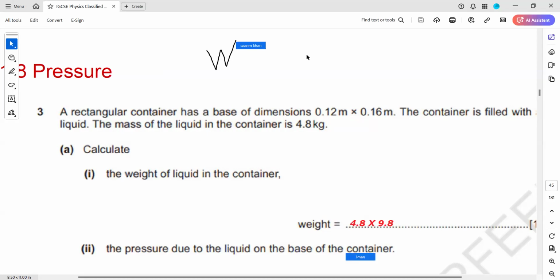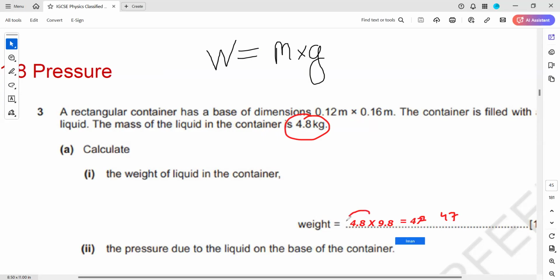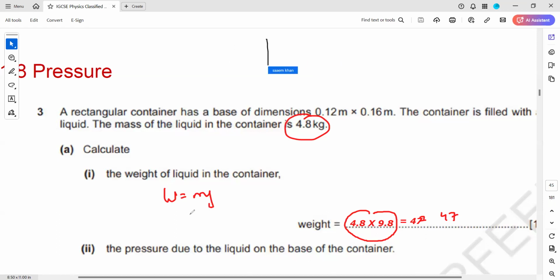47.04 Newton. So weight is mass times the gravity, so 4.8 multiplied by 9.8. 47 Newton. When you write, don't solve it, just write the final answer here. The solution you will do separately, for example, weight will be mass times the gravity, or you show a substitution, but write the final answer in this. Don't write the solution on these lines, okay? Weight is mass times the gravity.